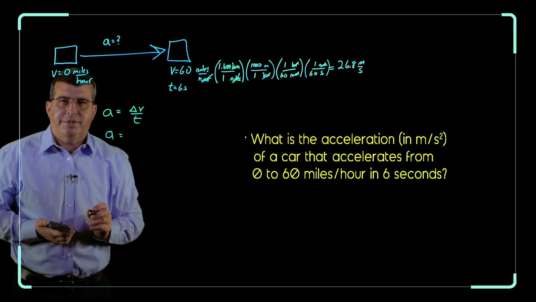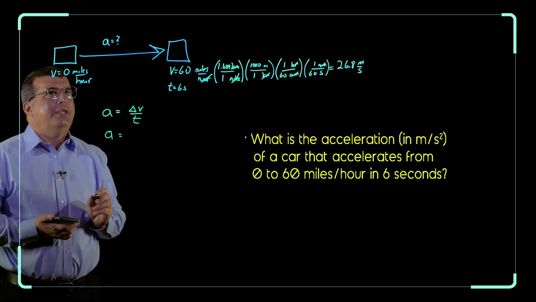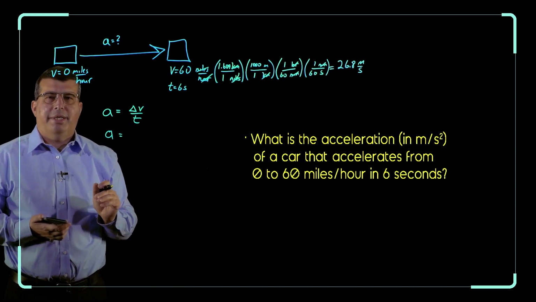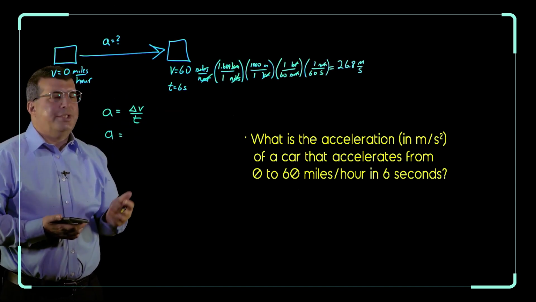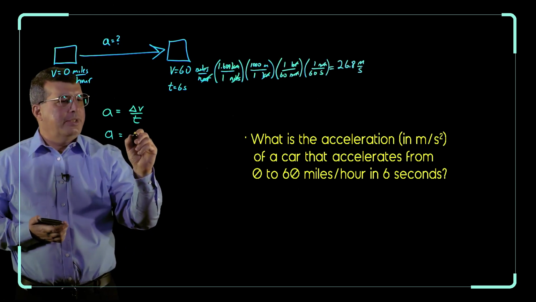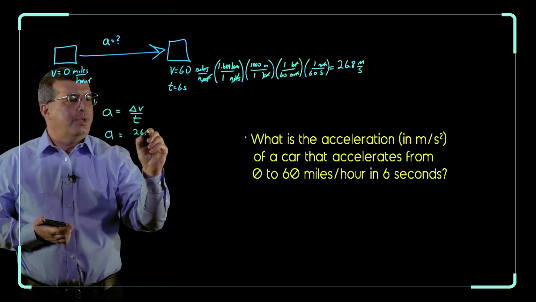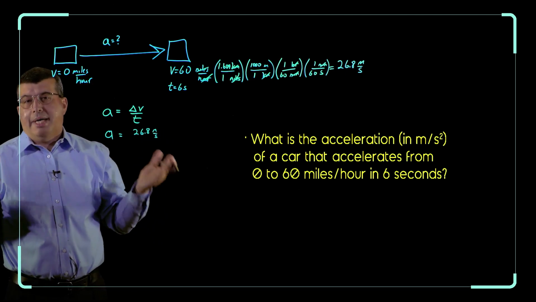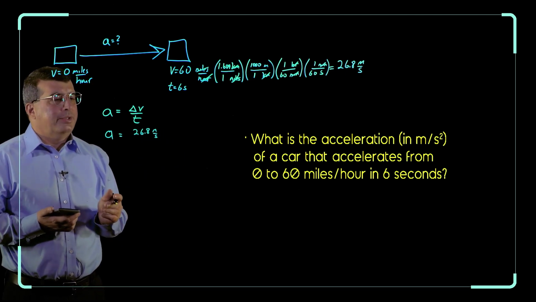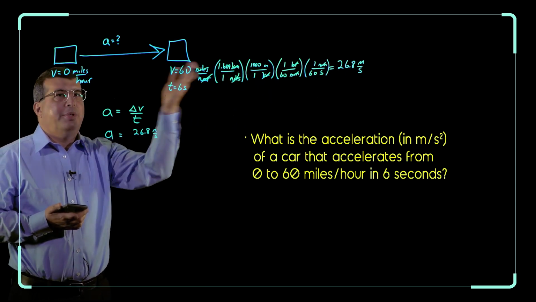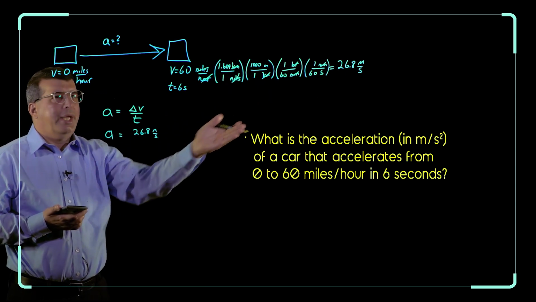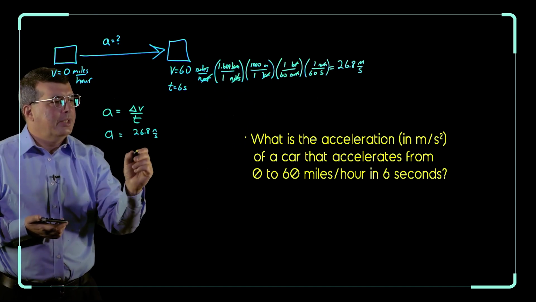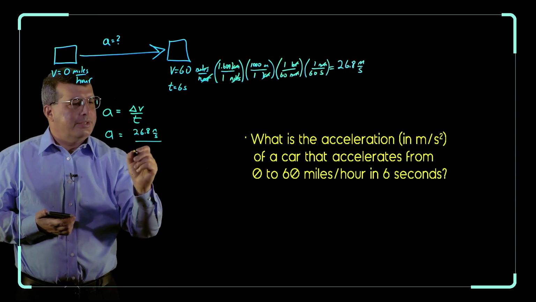What is my change in speed? My change in speed is I go from 0 to 26.8. That is a change of 26.8 meters per second. And I could even write minus 0 if I wanted to, because that would be the change. It would be my final speed minus my initial speed. So 26.8 minus 0 is 26.8 meters per second. My time is 6 seconds.